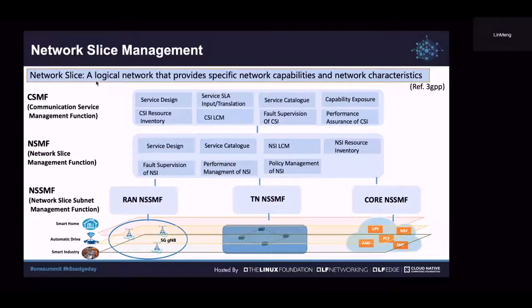3GPP also defined slice management functions at three different levels. CSMF is responsible for translating the communication service related requirements to the network slice related requirements. It is also responsible to communicate with the network slice management function, the NSMF. NSMF is responsible for the management and orchestration of NSI. It derives the network slice subnet related requirements from the network slice related requirements. It also communicates with the NSSMF and CSMF. NSSMF is responsible for management and orchestration of NSSI. It is domain specific.